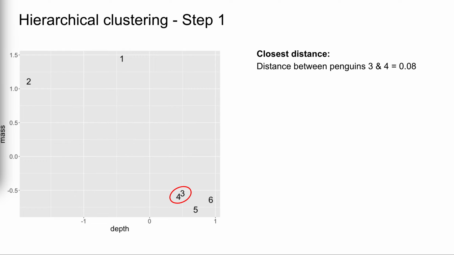We then combine these two penguins into a single cluster, the distance between them being 0.08, a number I calculated in the background. We communicate this clustering in a dendrogram. The branching here indicates that our first cluster combines penguins 3 and 4, and the height of this branch indicates the 0.08 distance between them. So now that we have our first cluster, we can move on to step 2, identifying the next cluster.